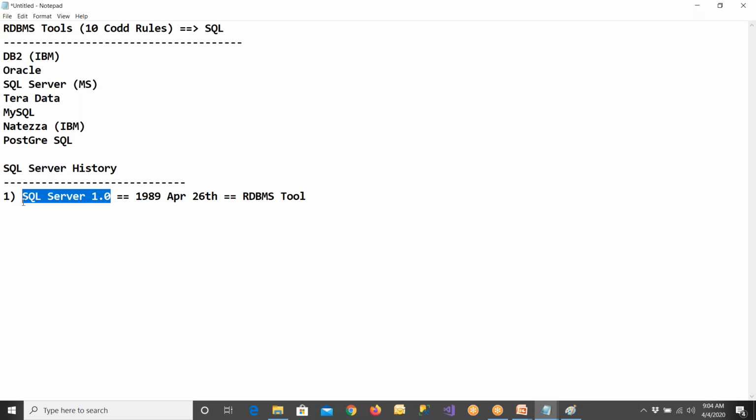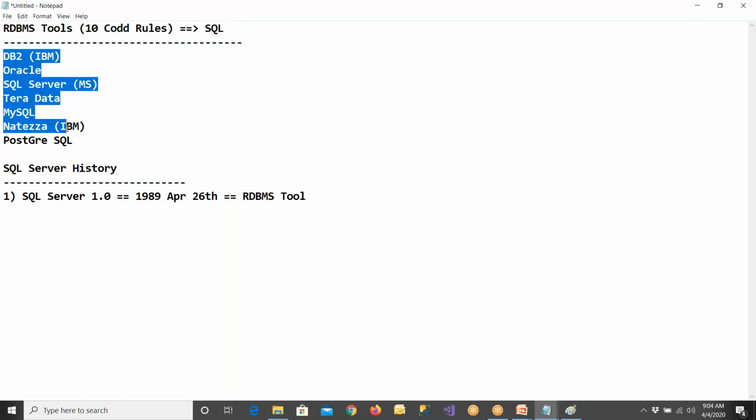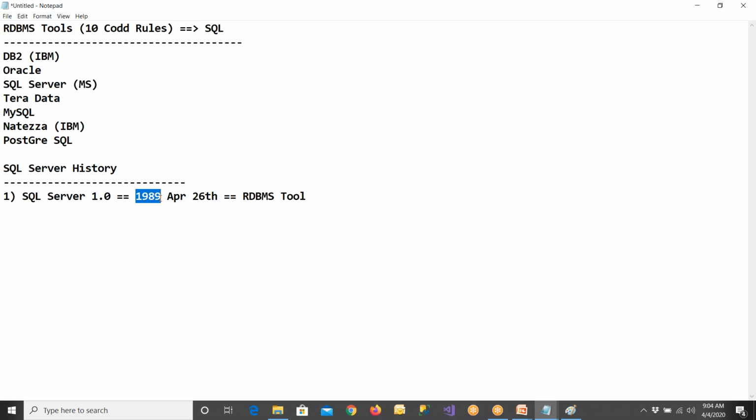It is purely an RDBMS software, or you can say RDBMS tool, which is not a language. RDBMS is not a language. SQL is a language. SQL is not an RDBMS software. Be clear. C, C++, Java, .NET, SQL, all of them are languages. Oracle, DB2, SQL Server, all these are softwares. Be clear on this.